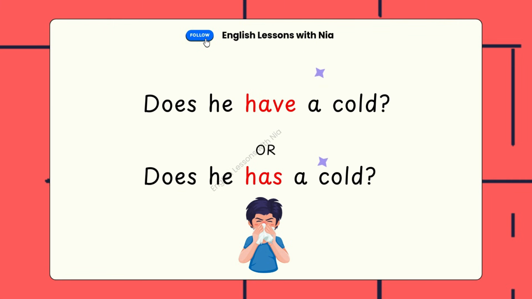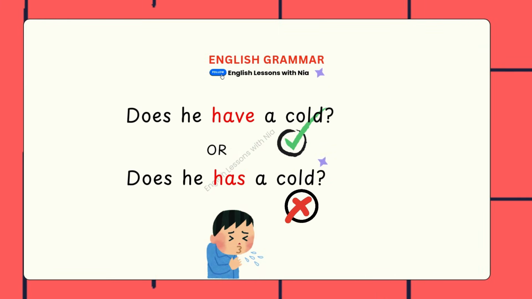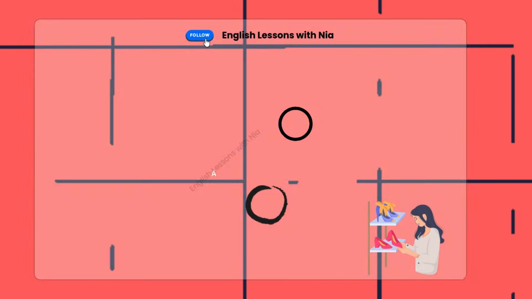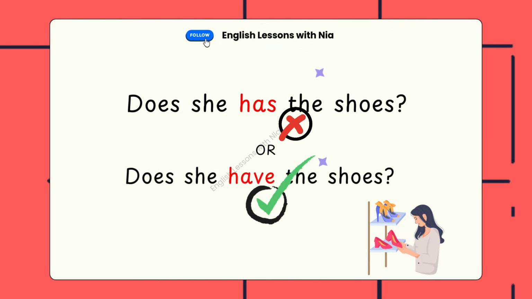More practice. Does he have a cold or does he has a cold? Does he have a cold is correct. Does she has the shoes or does she have the shoes? Does she have the shoes is correct.